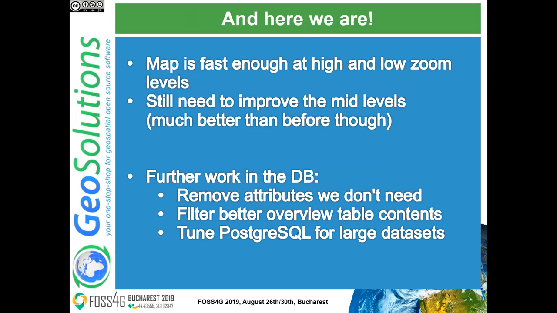This slide dates back to August 2019. Back then, the map was fast enough at high and low zoom levels, and it still needed improvements in the mid levels because it was still struggling getting data out of the database. We actually made further work since then, and we optimized the way Imposum lays out the tables, creating more generalized tables. We found out that there weren't enough of them, and some of them were containing too much data. That's why we were struggling to get the data out.